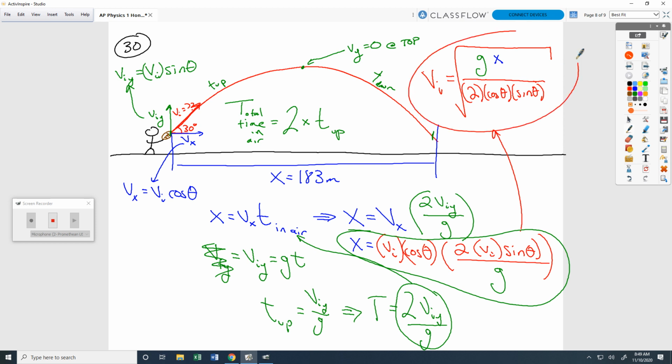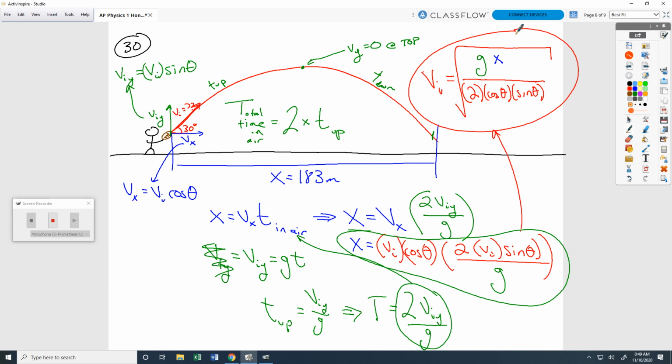If you want to, you could write this as a separate one. This is the same equation that I have down at the bottom of that combination. It's the same as this one. It's a way of now solving for VI instead of solving for x. So, neat little equation.